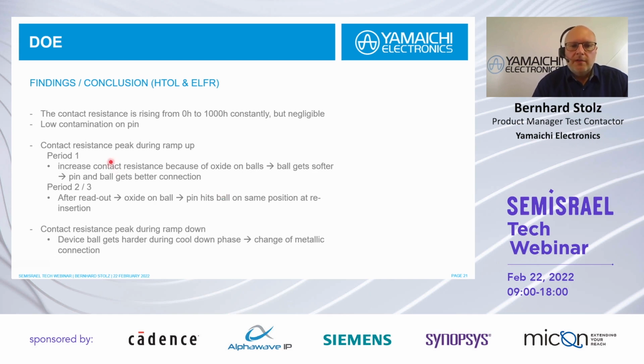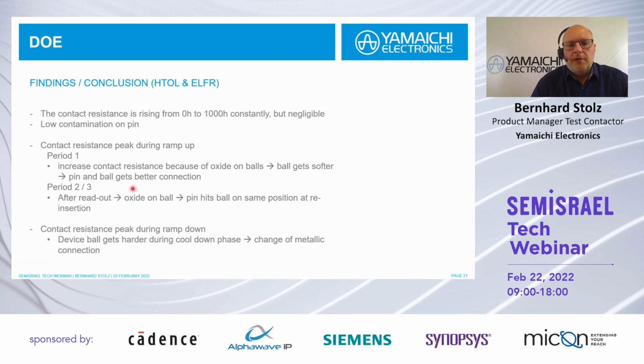We have seen the contact resistance peak during ramp up. So in period 1, this is also like we have seen on the ELFR test. We think, of course, that due to the fact that there's oxide on the balls, the pin hits the ball, and so it has a high contact resistance. And if the temperature gets higher, then the balls get softer, and the connection between the pin and the ball gets better. And this is then causing this ramp down in contact resistance.